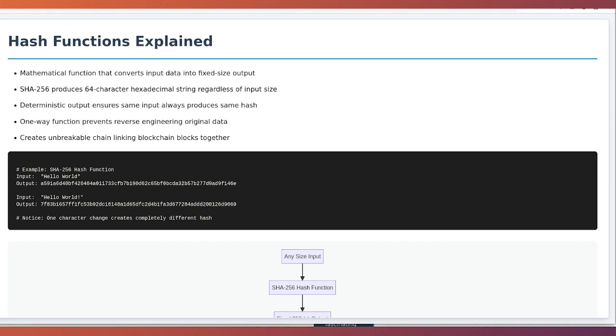avalanche effect. In blockchain, every block contains a hash of all the data in that block, and this hash becomes part of the next block, creating an unbreakable chain. If someone tries to alter data in one block, the hash changes, breaking the chain and alerting everyone to the tampering attempt. This is why blockchain is considered immutable.